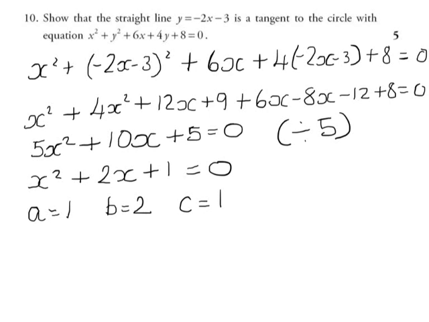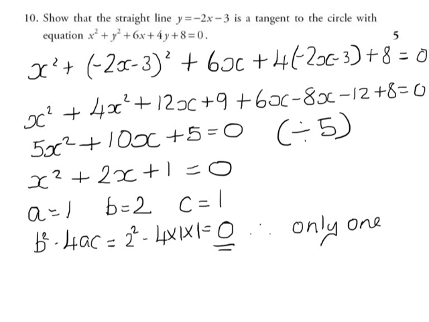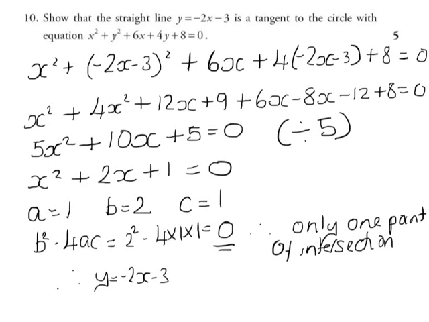The discriminant is b squared minus 4ac. I'm going to substitute that and it'll be 2 squared minus 4 times 1 times 1, which equals 4 take away 4, which is 0. I need to remember to not leave it there. I need to explain what I've done. So I can say, therefore, only one point of intersection. Therefore, y equals negative 2x minus 3 is a tangent.